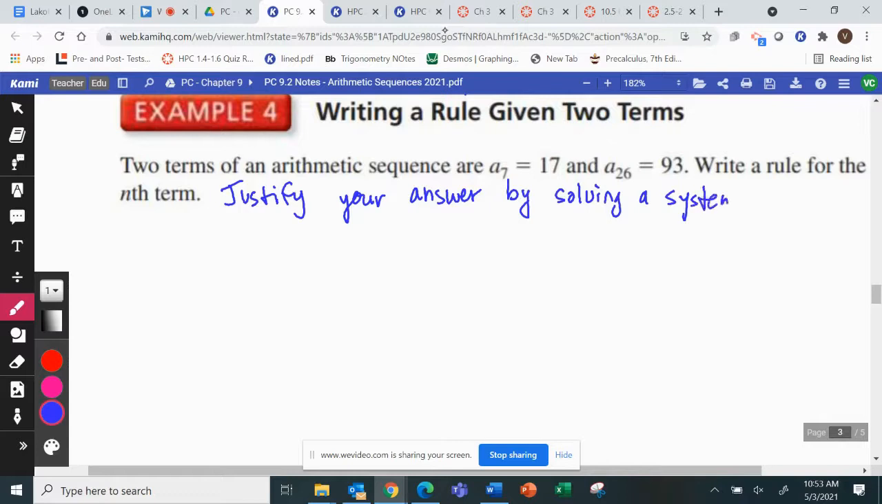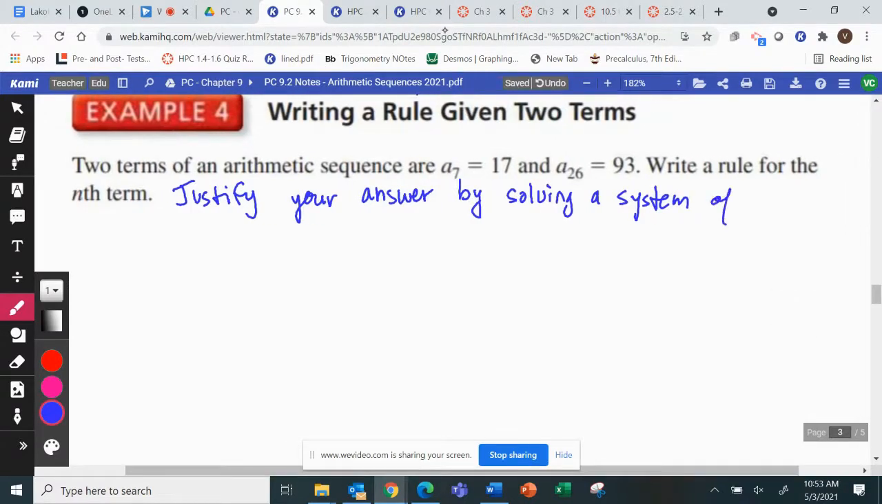So you're going to justify your answer by solving a system of equations. We skipped the system of equations chapter because of our lack of time this year. So we are going to put in a little bit of solving systems here. So again, if you can do it in your head, great, but I want to see that you know how to solve systems. And if you already know the answer, it should be really easy to justify your work.